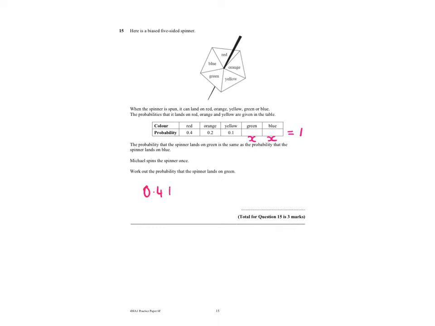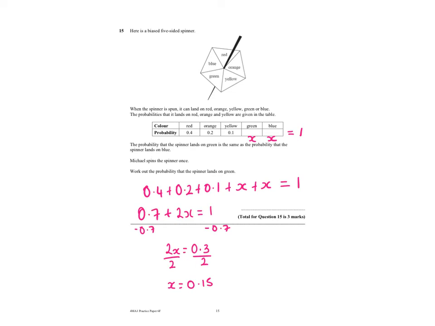So 0.4 plus 0.2 plus 0.1 plus X, because they are unknowns, equal 1. So 0.7 plus x plus x is 2x equals 1. If I take away 0.7 from both sides, I'm left with 2x equals 0.3. To find out what x is, I'm going to divide both sides by 2 to get 0.15. 0.15 is the probability that it will land on green, as our green is x. I could also double check that all of these add up to 1, which they do. So there's my 1.